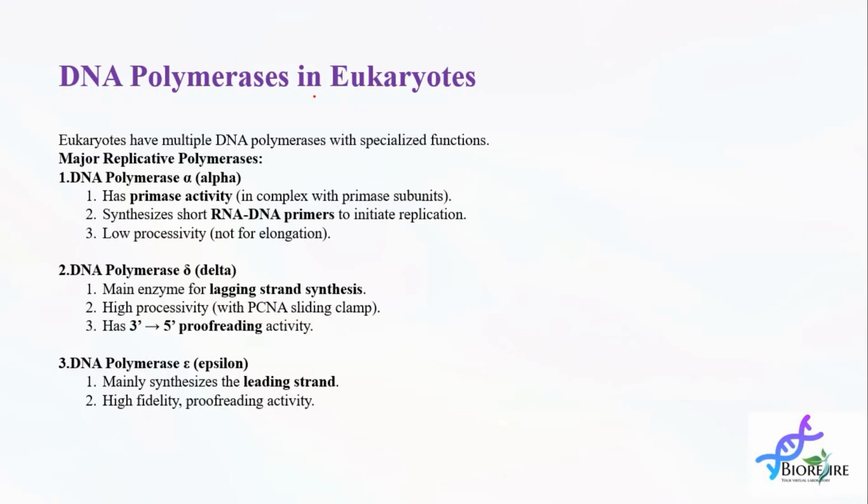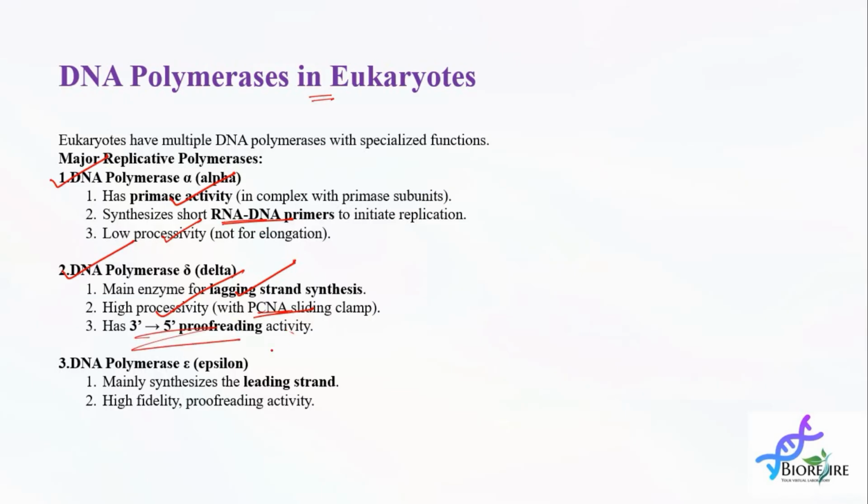DNA polymerases in eukaryotes. The major replicating polymerase enzyme is DNA alpha, which has the primase activity and synthesizes the short RNA or DNA primers. But its processivity is very low. DNA delta is the main enzyme for the lagging strand. High processivity with the PCNA sliding ring. It also contains 3' to 5' proofreading activity.